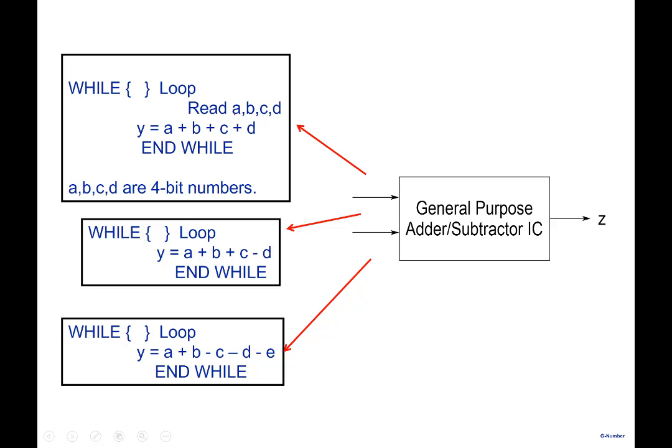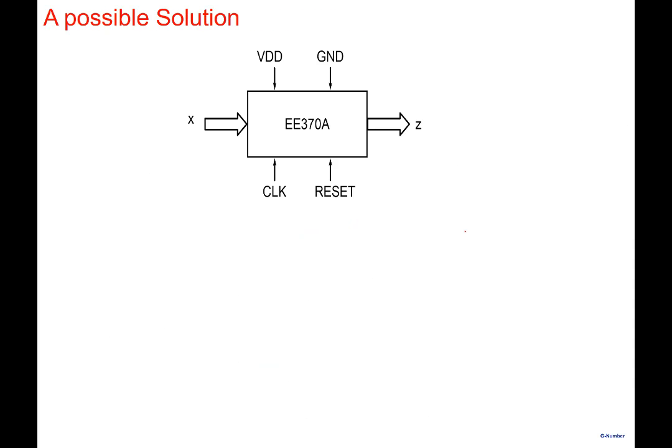Let's say you have 4 numbers and you want to add or subtract them. This IC will be able to do any 4 addition subtractions for you. Okay? How do we design that? So let's go into the idea behind this here. This is our EE370A general purpose adder subtractor IC. All right? So that's what we're going to design.